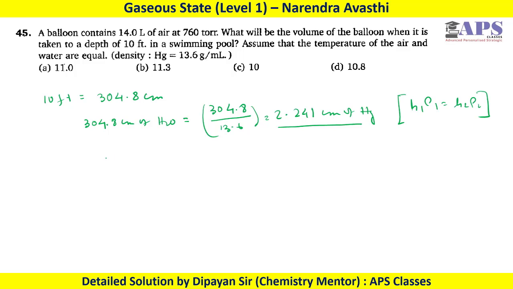So here we can use P1V1 = P2V2. At the surface we have atmospheric pressure, that is 76 multiplied by 14, the volume, and we have 76 plus the water column pressure in cm of Hg at the bottom of the swimming pool. So we have to calculate the volume here. This volume is going to be 10.8 liter, and option D will be the correct option in this case.